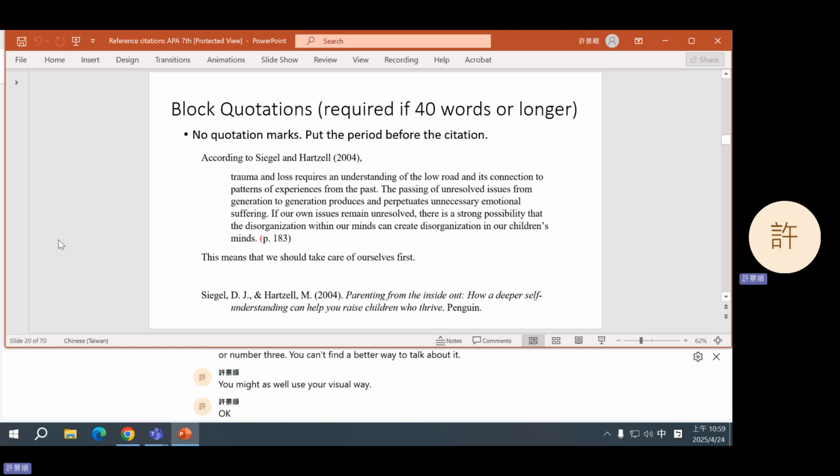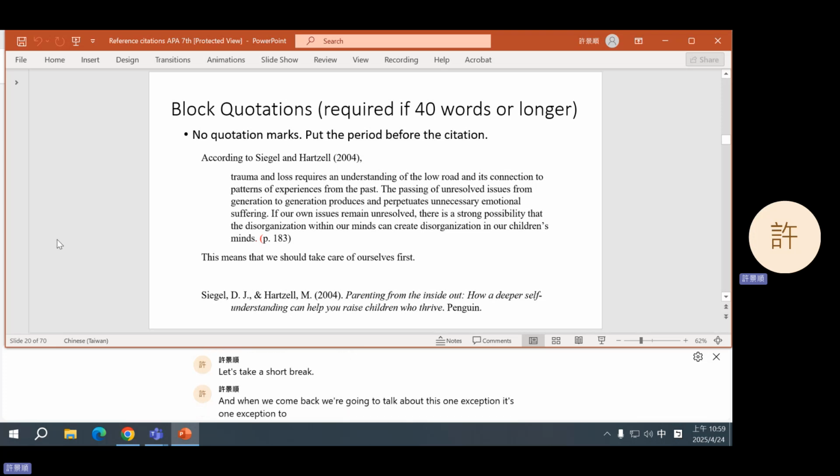Okay, let's take a short break, and when we come back, we're going to talk about this one exception to putting the period at the end of the sentence.